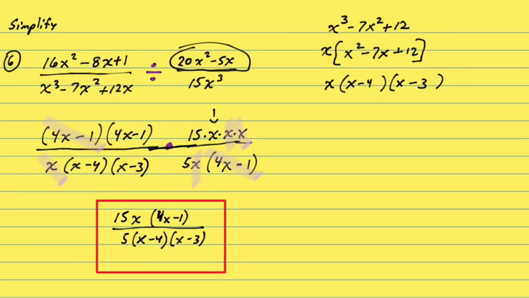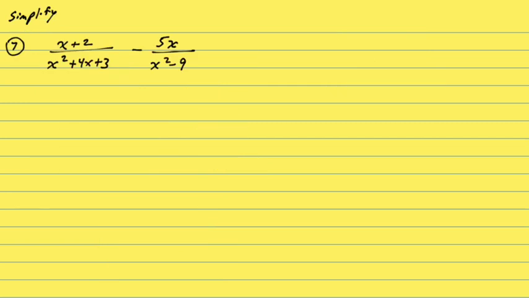Okay, after 6, we may be moving to 7, which I think we're going to be getting towards addition, subtraction, and then equations. This one is a subtraction. You need a common denominator to add or subtract fractions. So this factors into x plus 1 and x plus 3 because they multiply to 3 and add to 4. This denominator factors as the difference of squares, x plus 3 times x minus 3.